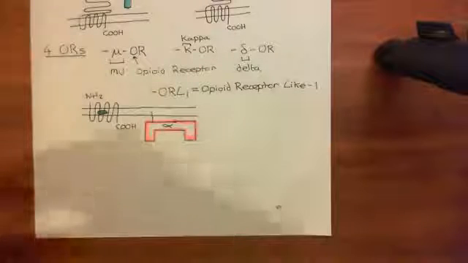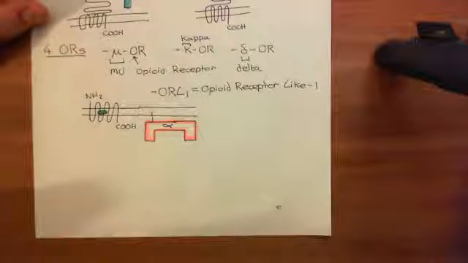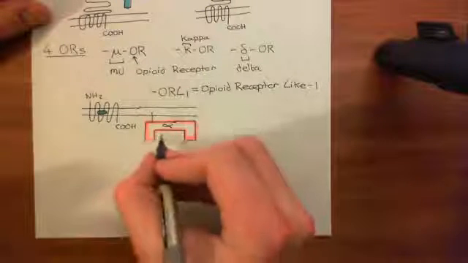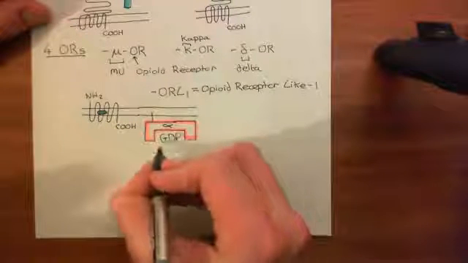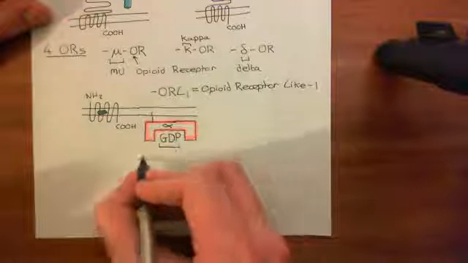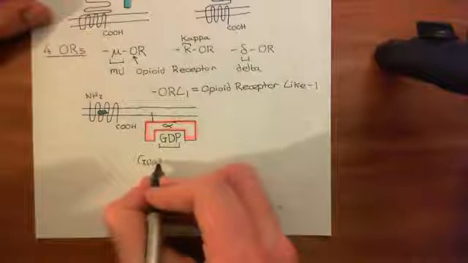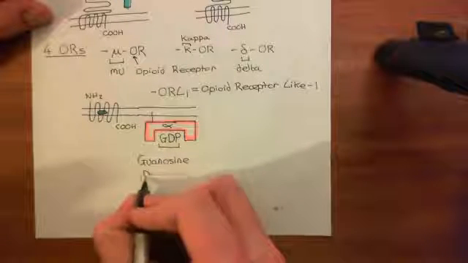Now in the on state, it has guanosine triphosphate, GTP molecules bound to it. And in the off state, it has guanosine diphosphate, GDP molecules bound to it. Let's say at the moment our alpha subunit is in the off state, so it has a guanosine diphosphate molecule bound to it. So this is a guanosine diphosphate molecule.